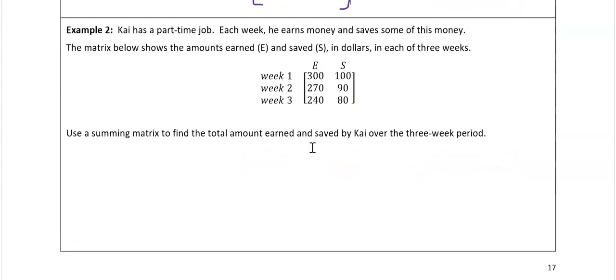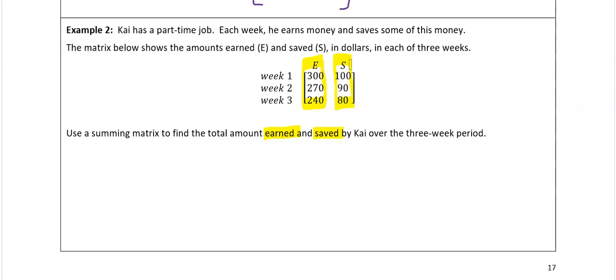Okay, so some examples for us. We have here Kai has a part-time job, and each week he earns money and saves some of this money. The matrix below shows the amount earned and saved in dollars for each of the 3 weeks. Using a summing matrix, find the total amount earned and saved by Kai over the 3 weeks. So we want to use a summing matrix and we want to find the total that he has earned and saved. So we actually want the total of the earned column, the total of the saved column.